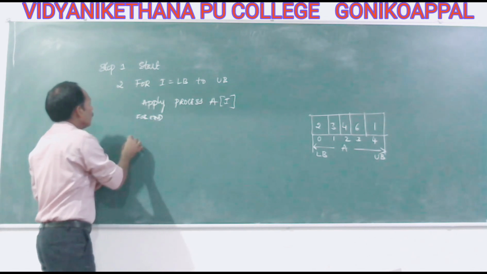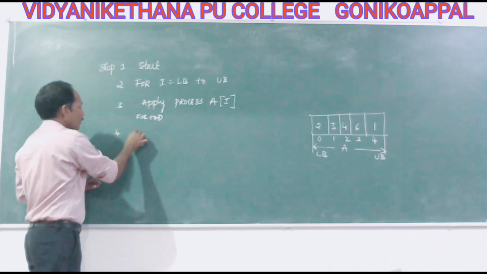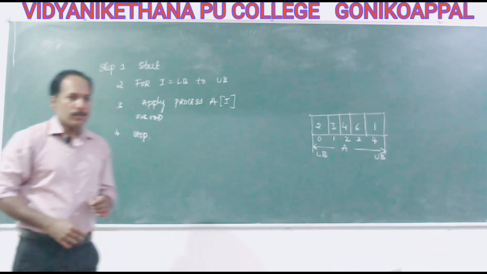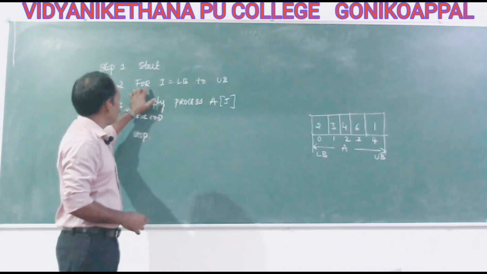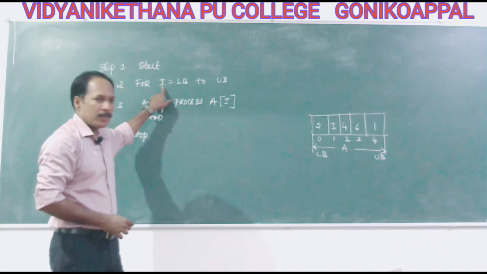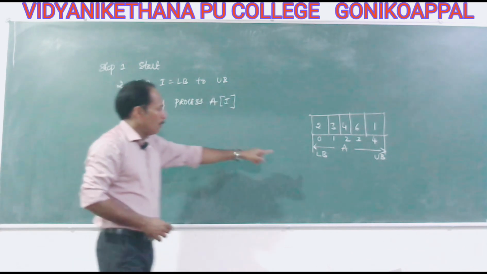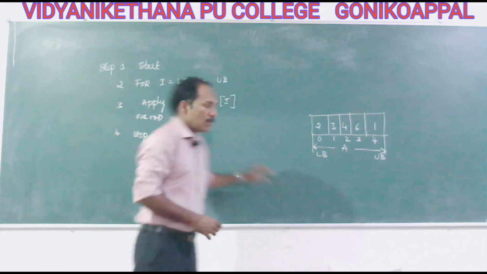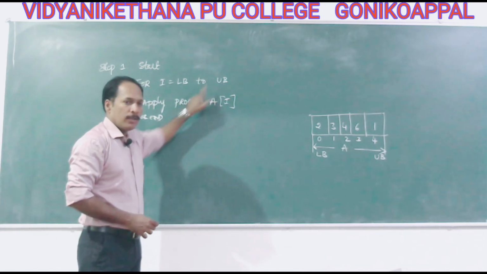And then we have step 3, step 4, stop. So this is an algorithm to traverse through an array. What we do is start with for I equals, where the subscript I runs from 0 to the upper bound. So here the lower bound is 0, the upper bound is 4. Starting first, I is 0, which is less than or equal to 4, so repeat this step.